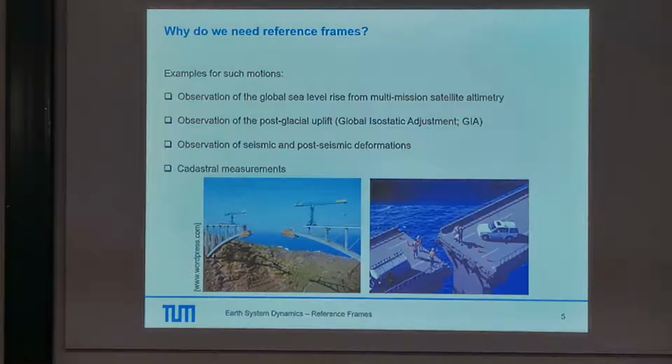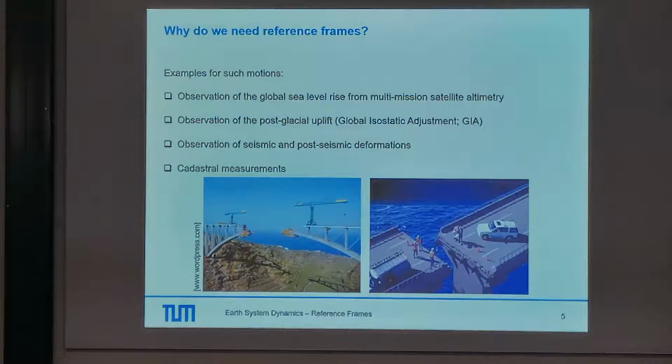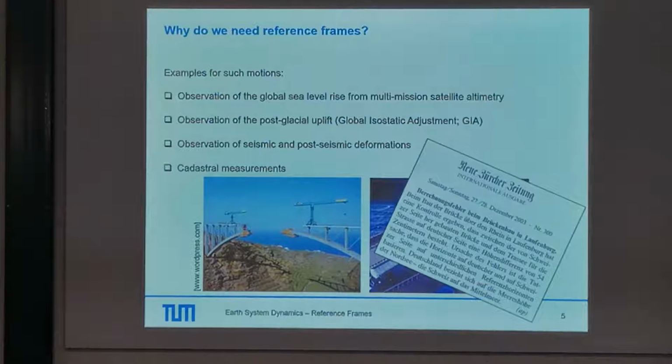And for sure, we need a reference frame for cadastral measurements. Quite a prominent example is a bridge being built somewhere at the German-Swiss border, which was also in the news. They started to build a bridge from the German side and from the Swiss side, and before the middle they recognized that they do not agree, because Germany referred to another reference system than the Swiss colleagues. In the middle, they got a mismatch of about 54 centimeters in height.